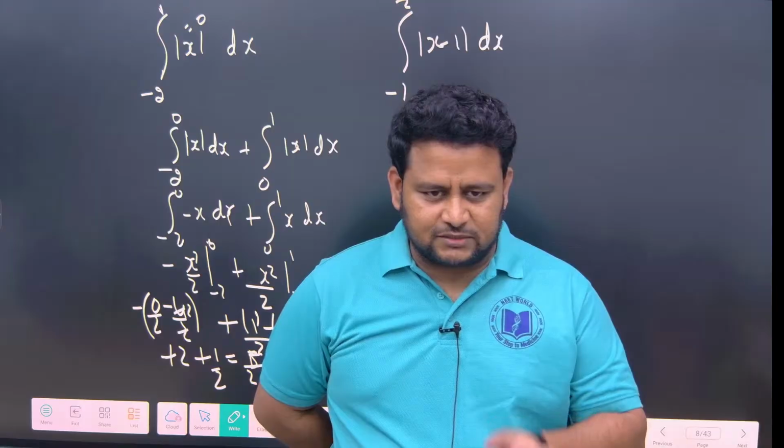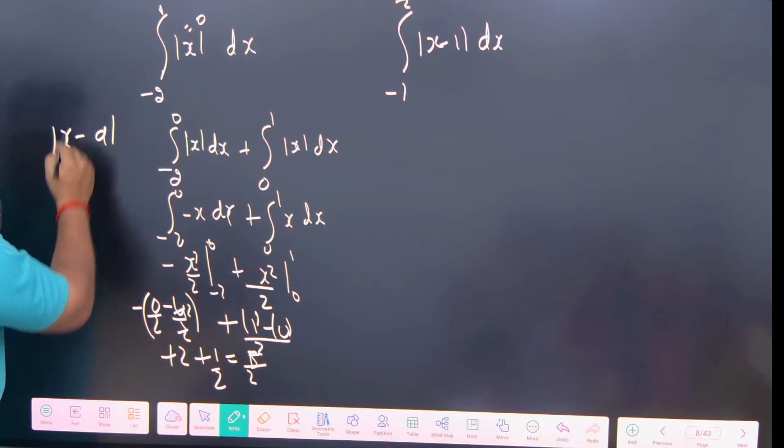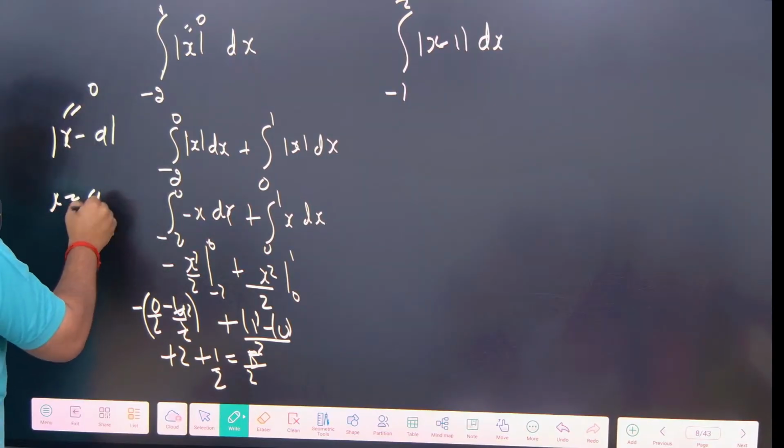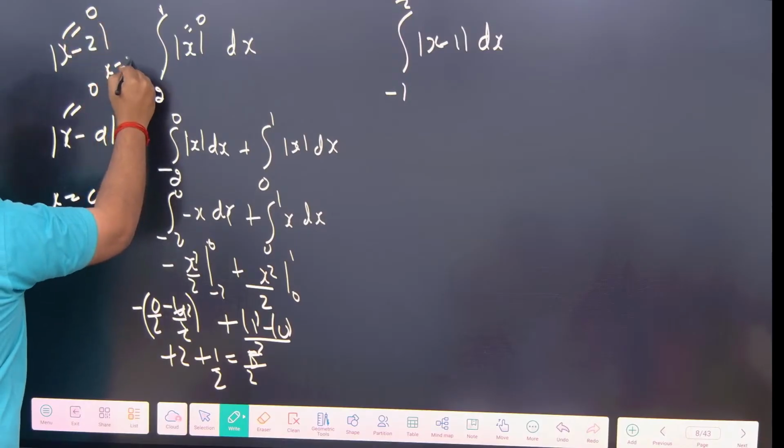Suppose I am taking mod x minus a. Mod x minus a equal to 0 means you should split it at x is equal to a. Suppose mod x minus 2, you should equate to 0, x is equal to 2. At this point you have to split.